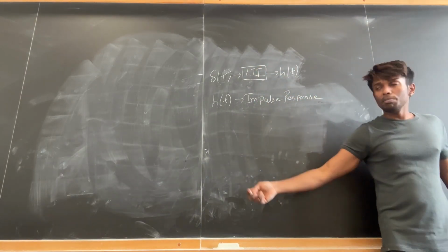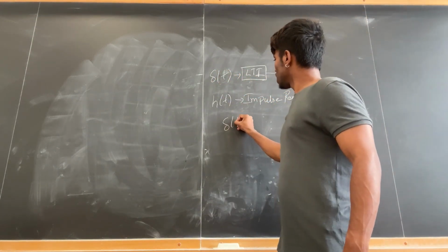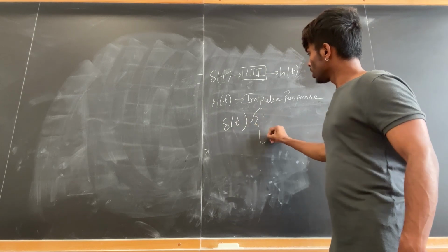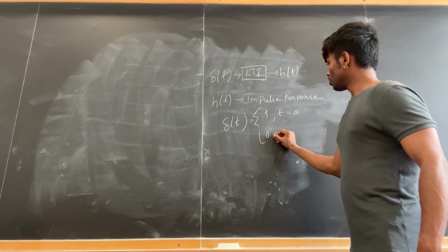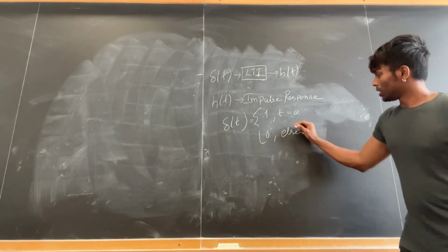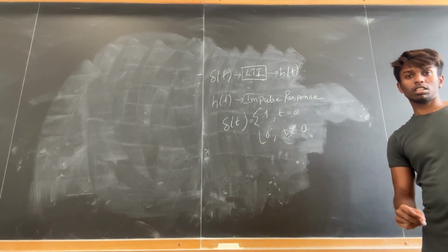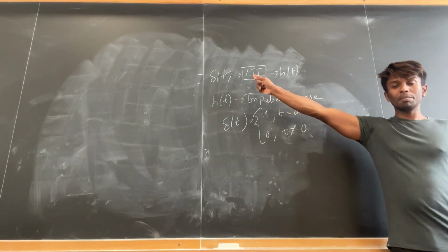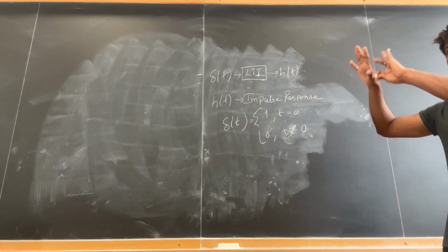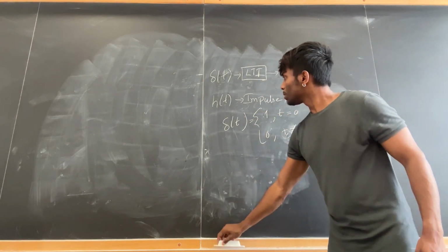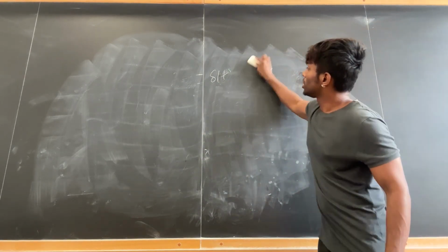Now for a system with an impulse response, what is an impulse function? Delta(t) is a Dirac delta function, which means delta(t) is equal to 1 when t is equal to 0, and it is equal to 0 else, that is when t is not equal to 0. So that is a Dirac delta function. When there is an impulse input in the system, the output is called the impulse response of the system. This is the base unit. Now knowing this base unit, the impulse response of an LTI system is h(t).